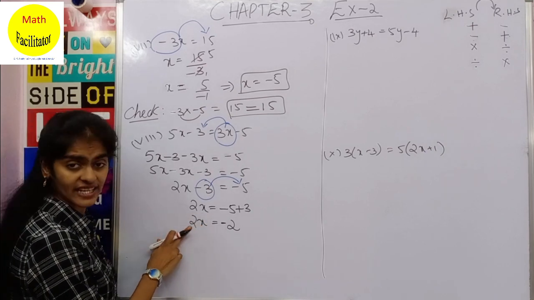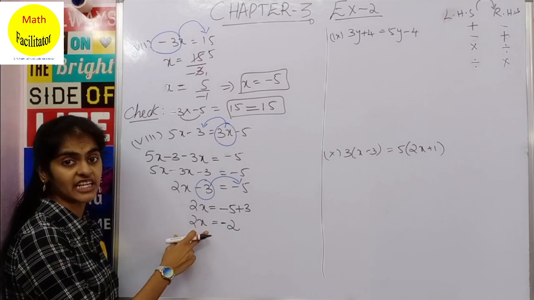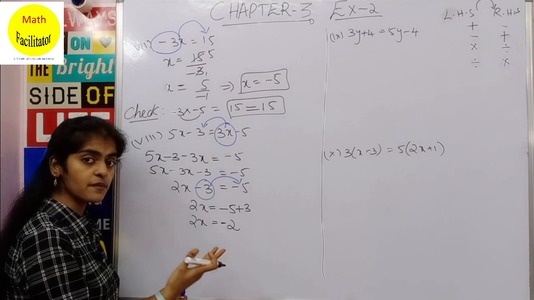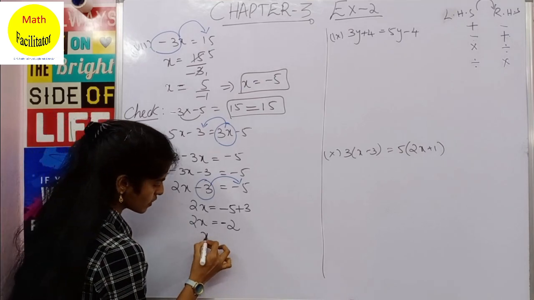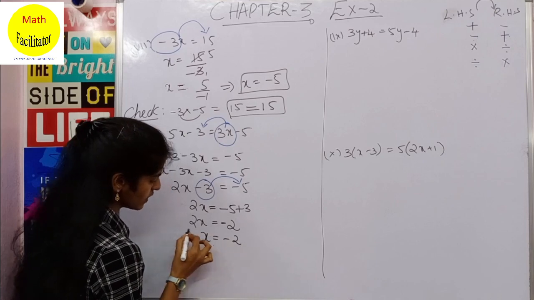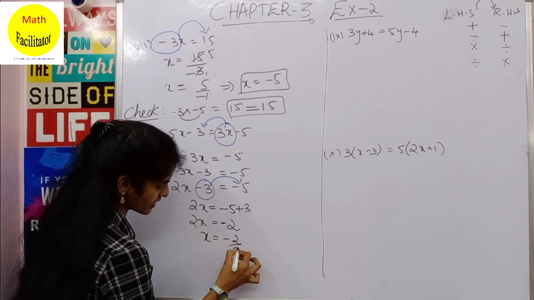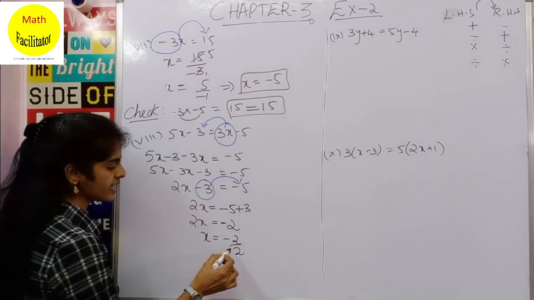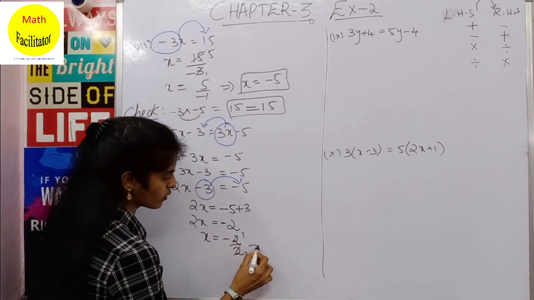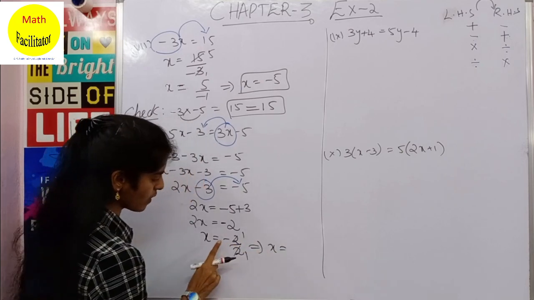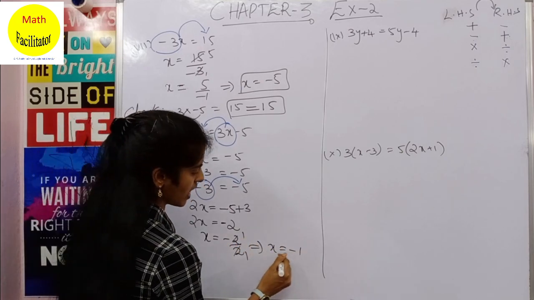I have 2 extra here, and this 2 is multiplication. So when it goes to the other side, it becomes division. So x is equal to minus 2, and this 2 you are bringing into this side, so it becomes division. 2 ones are 2, 2 ones are 2. Now what is the value of x? x equal to minus 1. Okay, you have minus 1.